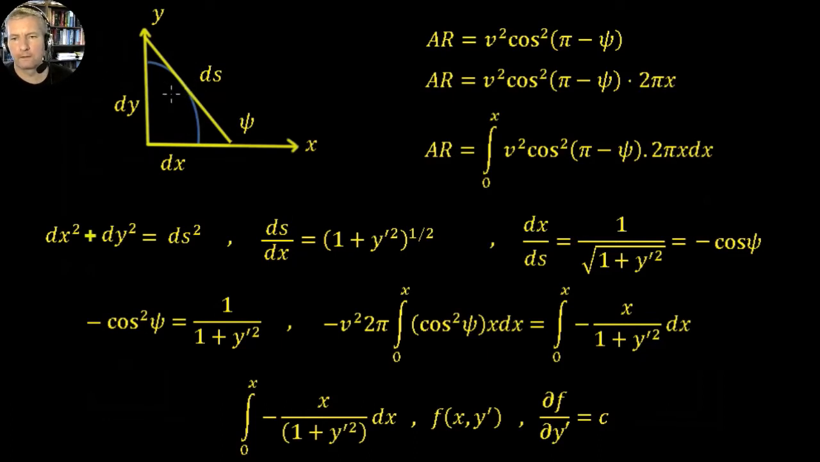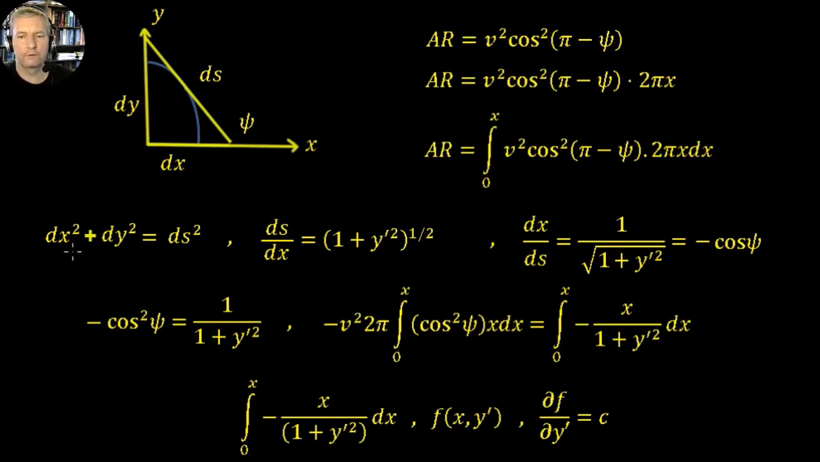But of course, that's only one of those little sections. We've got to do it for every single one of the sections all the way down the length of the top of the bullet. So we've got to integrate from 0 to x of all this function with respect to dx. And that will give us the total air resistance AR.